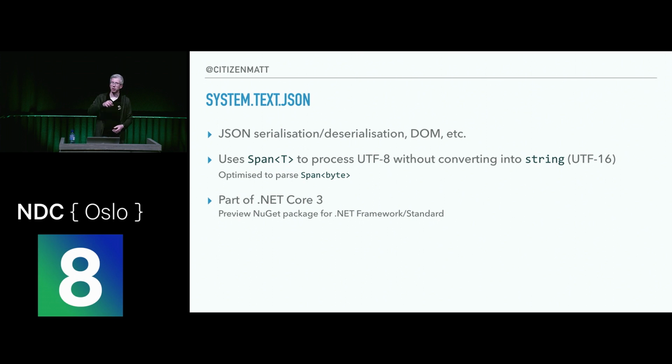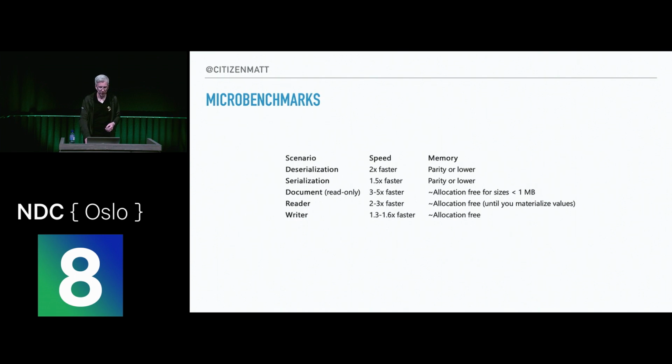But what System.Text.Json can do is read in a set of bytes from the file, treat those as UTF-8, put it all into one big span, and work with that span to parse things and match things and get data without allocating anything, without having to allocate any strings. This is going to be part of .NET Core 3, and right now there is a preview NuGet package which you can download and try to use.